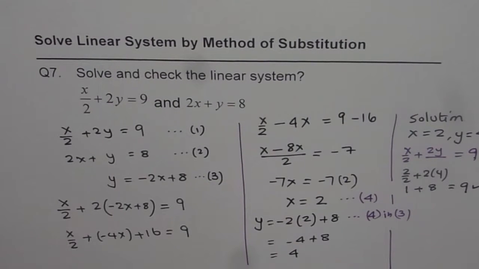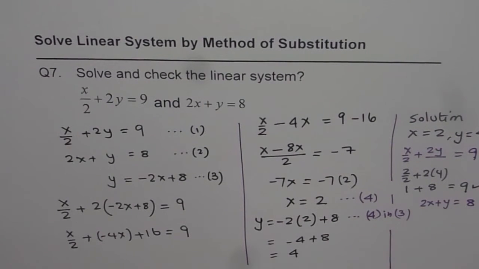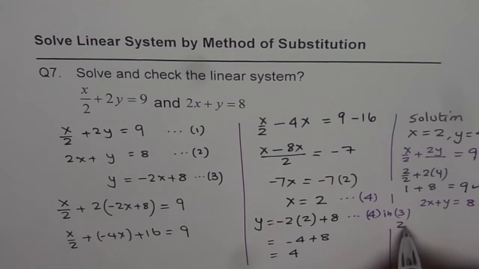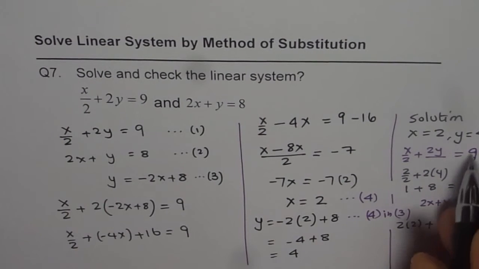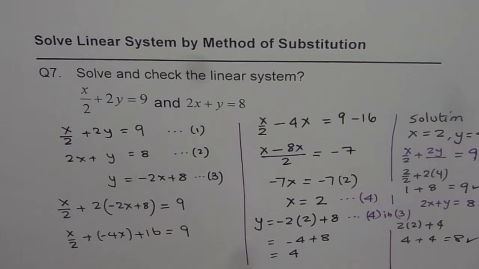So that means this is the right solution, right? Now let us also check in the second equation, which is 2x plus y equals 8. Here if I substitute x as 2, I get 2 times 2 plus y, which is 4. 2 times 2 is 4. 4 plus 4 is indeed 8, which is the same as the right side, and therefore that is also correct. So that is how we can verify whether a solution is right or wrong. So I hope you understand the process.